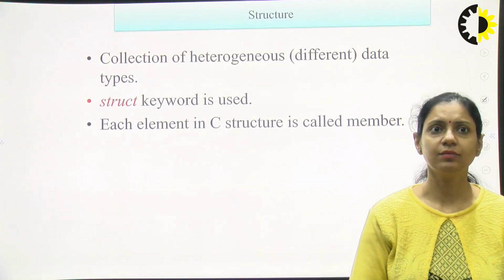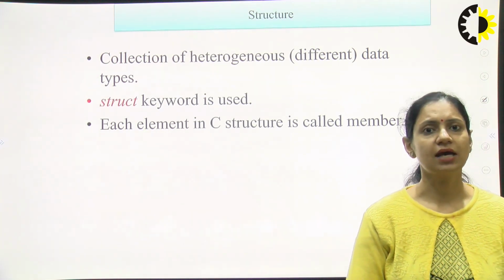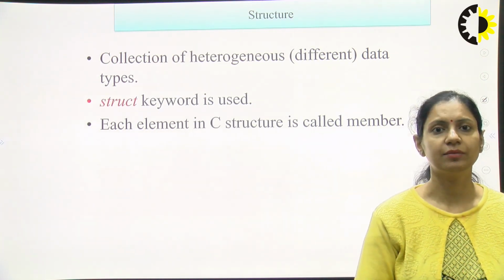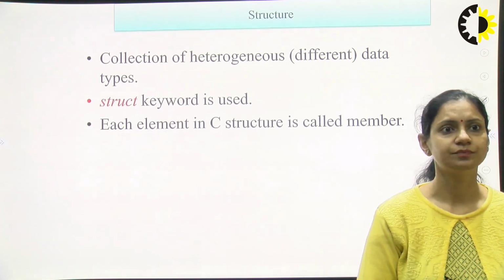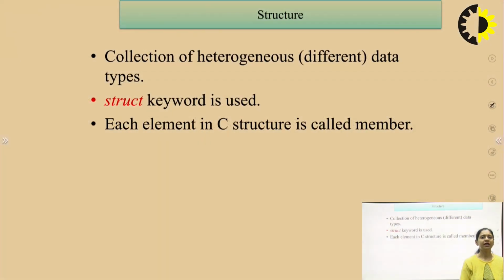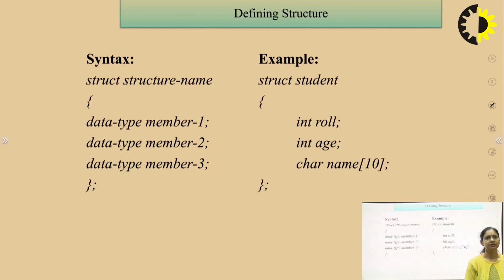But if we are talking about structures, a structure has a collection of different data type elements in just a single structure. When we are using structures, we use the struct keyword, and each element in a C structure is called a member. That means each member in the structure can have a different data type. It is not necessary that all the elements are of the same data type. The data types could be different in structures.